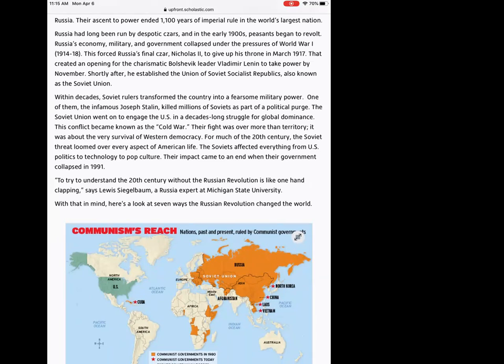Russia's economy, military, and government collapsed under the pressures of World War I, 1914 to 1918. This forced Russia's final czar, Nicholas II, to give up his throne in March of 1917. That created an opening for the charismatic Bolshevik leader, Vladimir Lenin, to take power by November. Shortly after, he established the Union of Soviet Socialist Republics, also known as the Soviet Union.